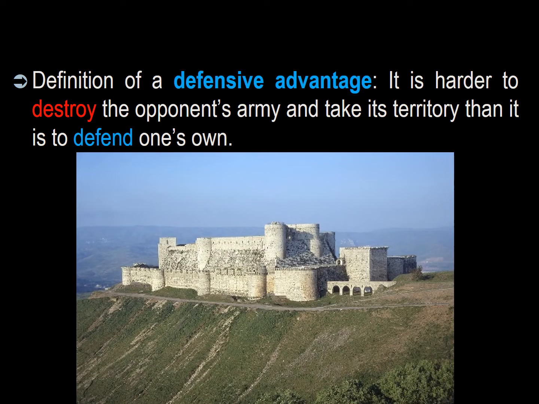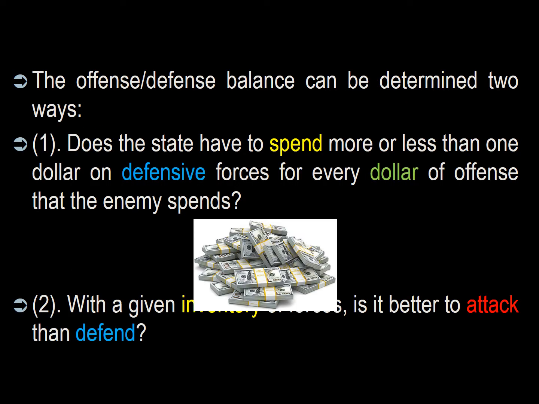So the definition of a defensive advantage. It is harder to destroy the opponent's army and take its territory than it is to defend one's own. This is a Crac des Chevaliers, a fort in the Holy Land that the Crusaders built, and it was incredibly strong and had large tactical effects. So this is very, very strong defensively, but of course it's not very useful to attack another territory because it's immobile and fixed. So the offense-defense balance can be determined or measured in two different ways.